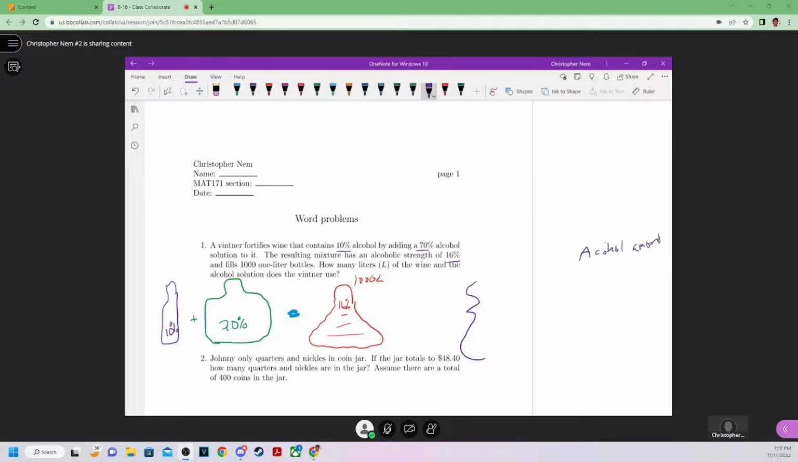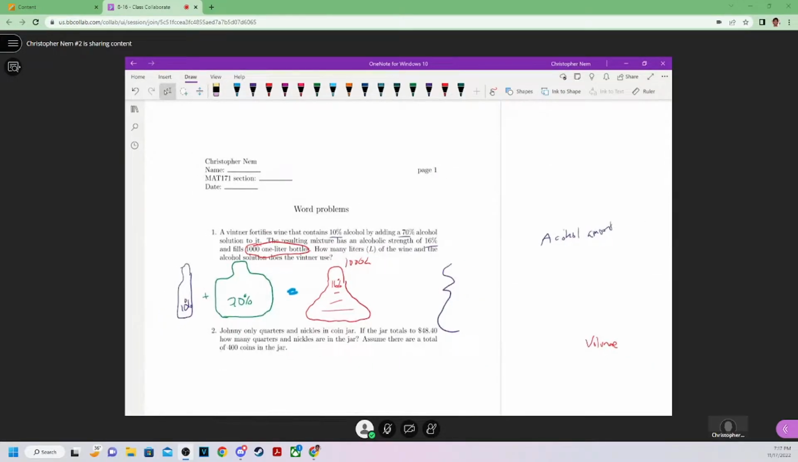Another one, the only other tool I have in this word problem, is this 1,000 liter bottle. So outside of alcohol amount, we also have volume. Let's work with volume real quick. Do I have the volume of any single one of these containers? If you notice, I only have the volume of one container, the resulting mixture. I do not know the volume for wine, so I'm going to leave it as W.